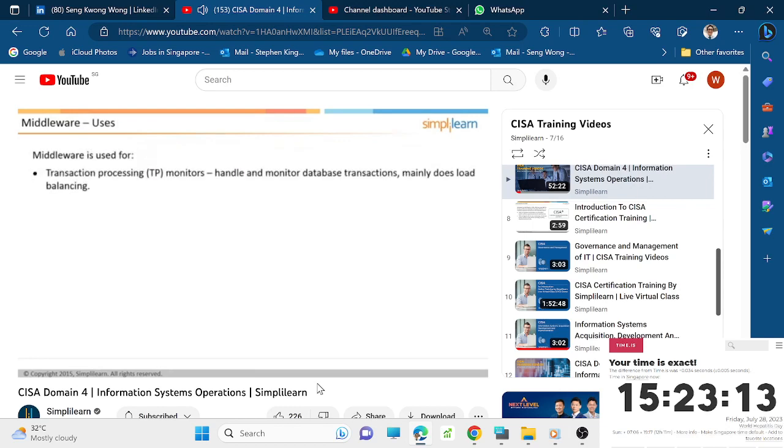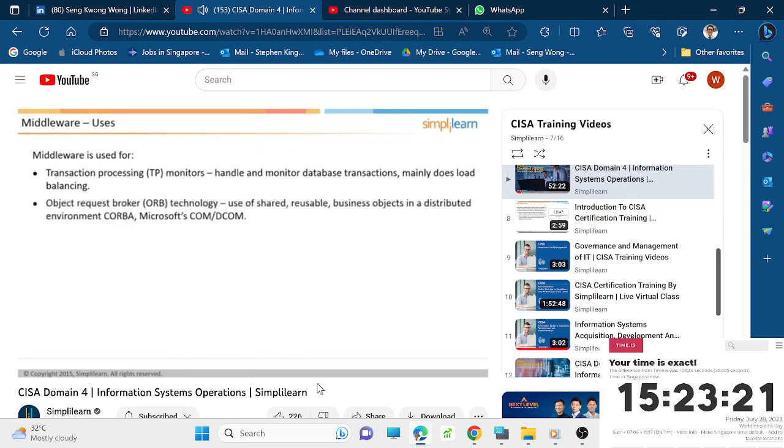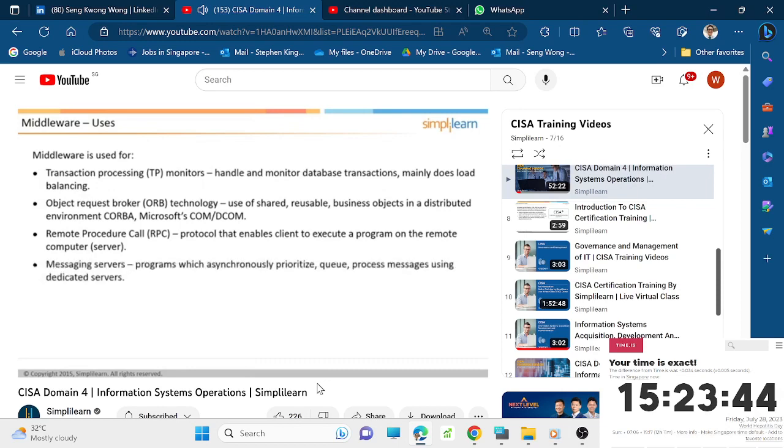In transaction processing monitors, middleware used to handle and monitor database transactions mainly does load balancing. Middleware in Object Request Broker, ORB technology, enables use of shared, reusable business objects in a distributed environment, for example, CORBA and Microsoft's COM/DCOM. In a remote procedure call, RPC middleware is the protocol that enables a client to execute a program on the remote computer, the server. Lastly, in messaging servers, middleware programs asynchronously prioritize, queue, and process messages using dedicated servers.